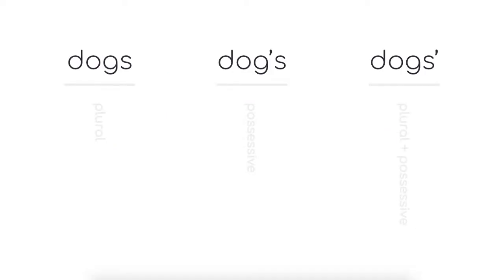Let's keep going. Right here, we have three different versions of essentially kind of the same word. The first one is dogs, which is plural. The next one is dog's, which is possessive. And then the last one is dogs', which is plural and possessive. Now, the reason why we're reviewing this right now is because these three words have different meanings, and you probably already know that. But the reason that they have different meanings is just because of where the apostrophe is placed.